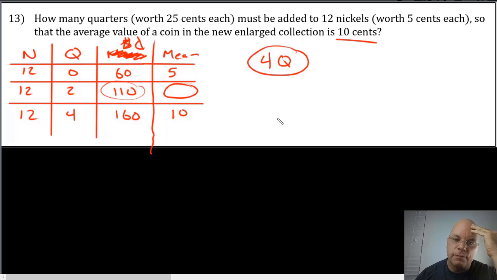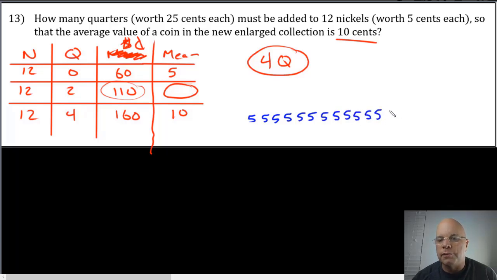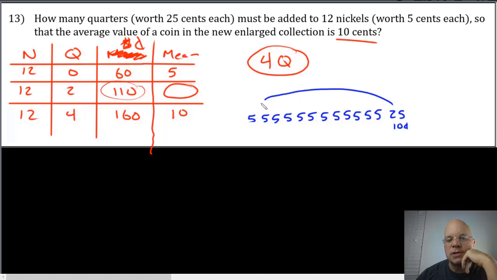Let's think about this. We have 12 nickels. Let me just show them. There are my 12 nickels. If I add a quarter, remember, I want the mean to be 10 cents. So I need to be able to take money away from the quarter to get it down to 10 cents. I'd be taking 15 cents away. If I take 15 cents away, that 15 cents can be given to 3 of these nickels to make them each 10 cents.